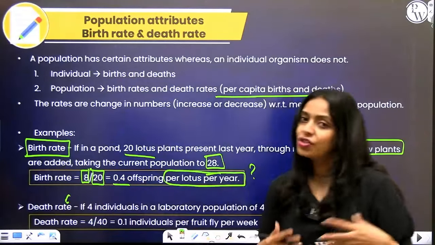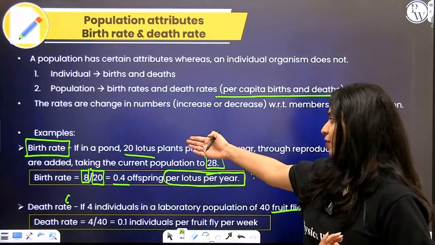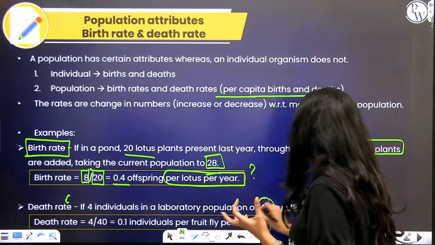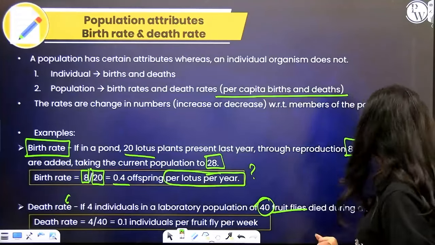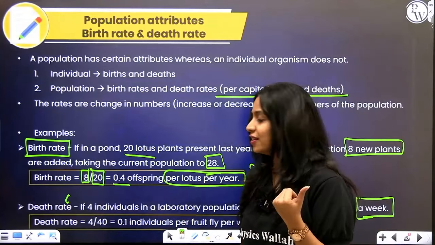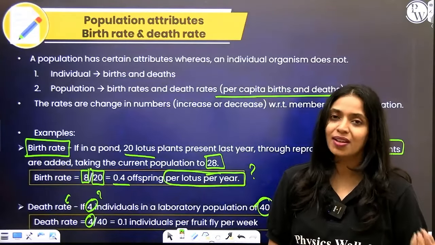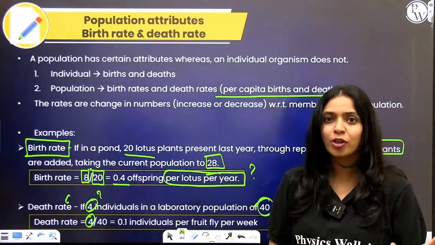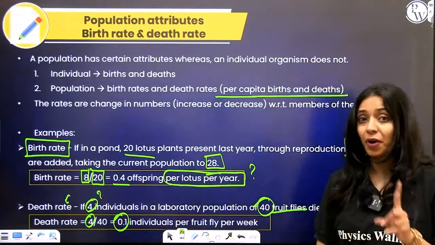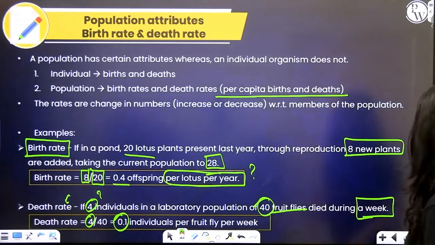Now, death rate. If you've understood birth rate, death rate is very simple to understand. Here you have fruit flies, for example. Here they've given a plant example for birth rate, and here you have an animal example. So there were 40 fruit flies in a lab. 4 of them died over the course of 1 week. Initially, there were 40. Then 4 died. So what do you do to calculate the death rate? How many died, you have that in the numerator. And then in the denominator, you have the initial size of the population, which is 40. So what you get as a result will give you the death rate. And how do you write it? 0.1 individuals per capita, so per fruit fly per week. That's how you write it. Based on this, you may be asked questions in your competitive exams.